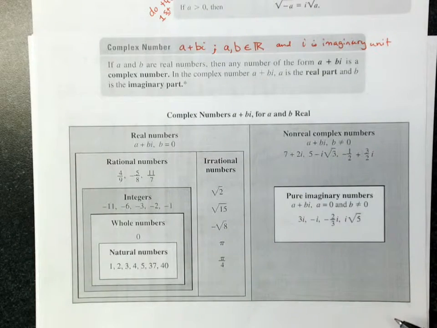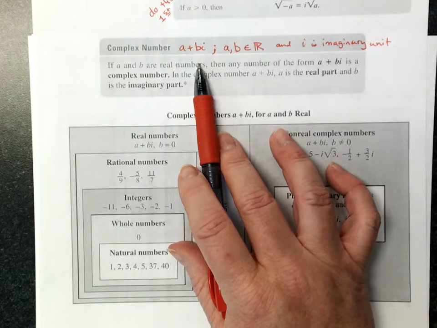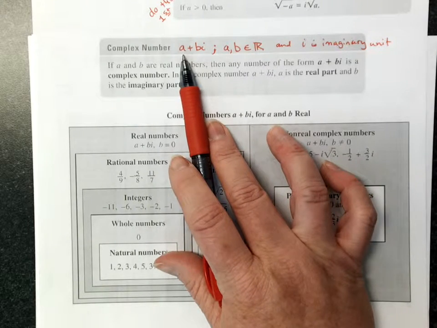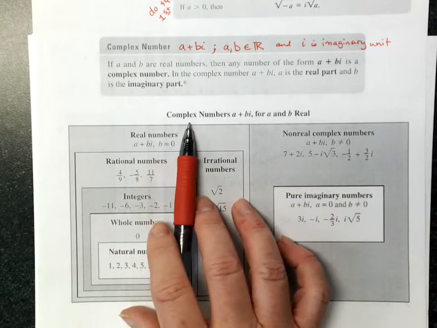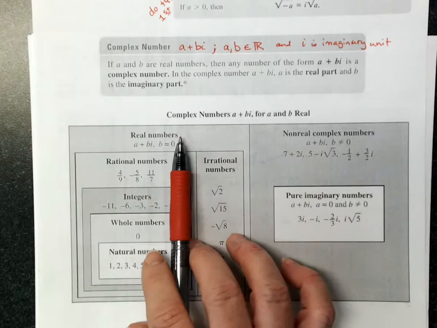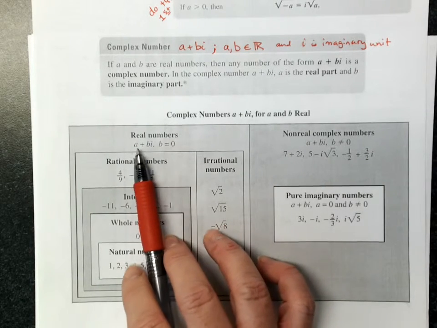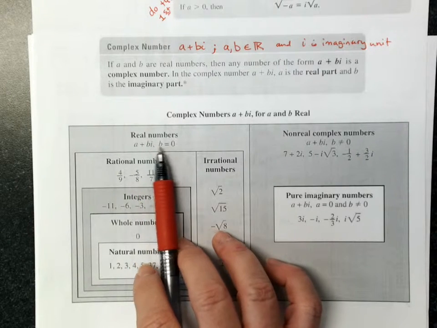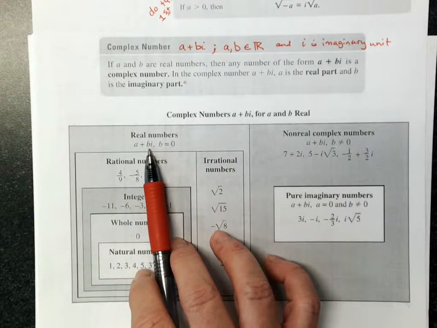Any number in the world can be written in this formal way, a plus bi, which has a real part, a pure real, and a pure imaginary, and they're added together. So if we look at just the real numbers down here, the ones we're mostly used to dealing with, they are written like this, a plus bi, but b equals 0. Now if b equals 0, what happens to bi?